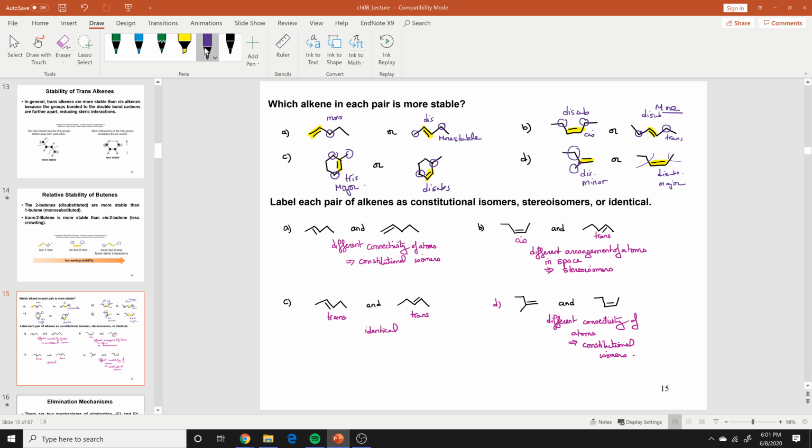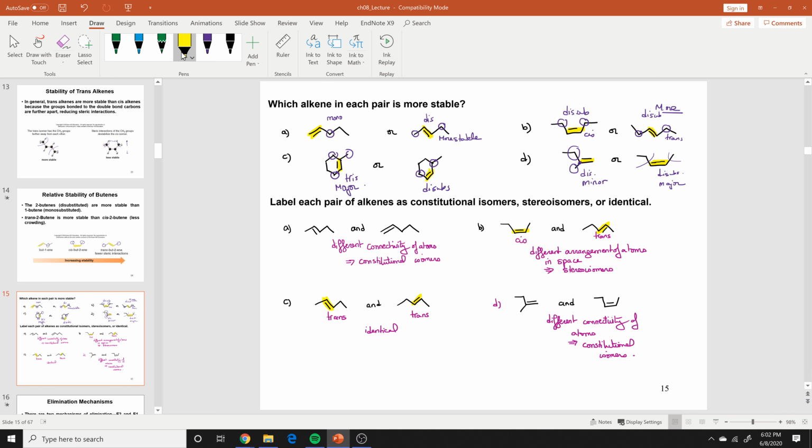Label each pair of alkenes as constitutional, stereo, or identical. Again, in order for them to be stereoisomers, they have to be cis and trans because we don't have a chiral center here. So we're only talking about a stereo center, which is cis and trans. So you locate your double bond and see the substituents around it. So here the substituents are opposite, the same. So it's cis and trans. Same thing over here. Your substituent is opposite, your substituent is opposite, so we're going trans-trans.